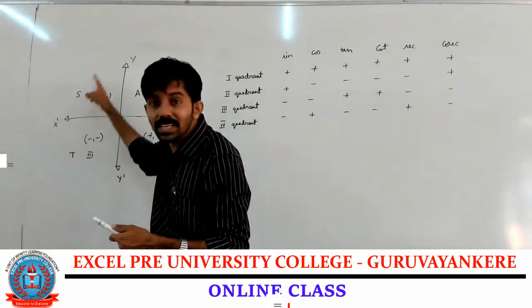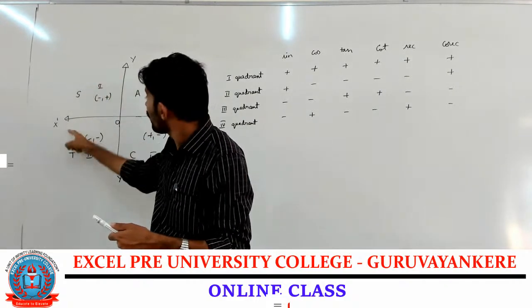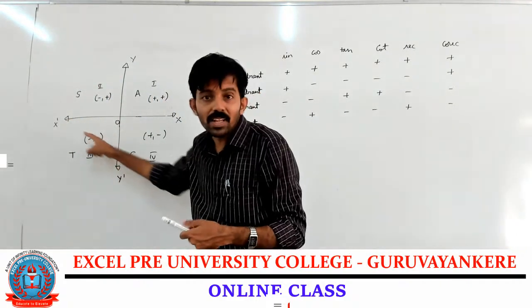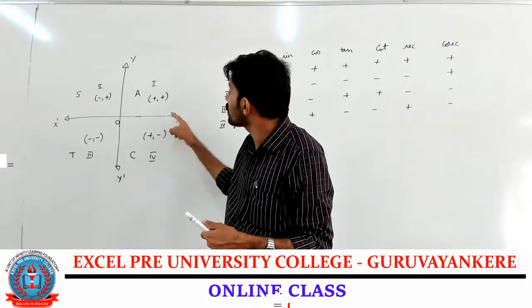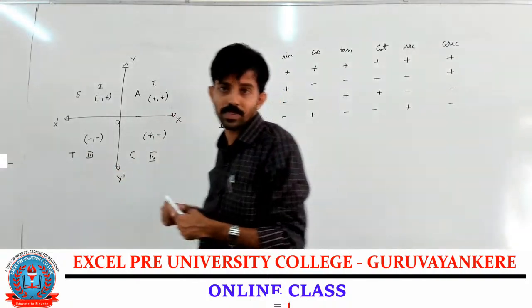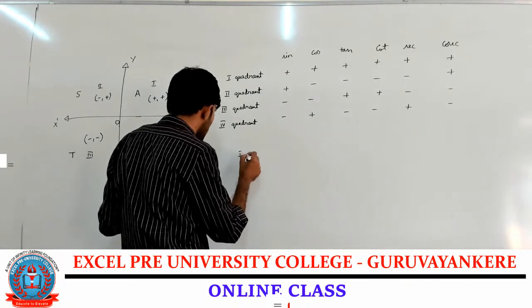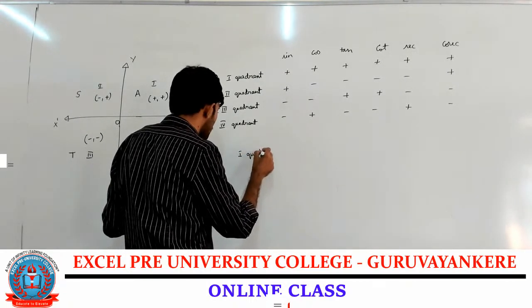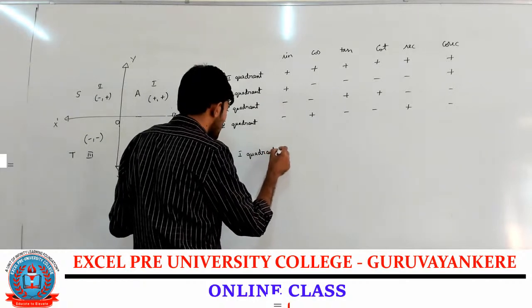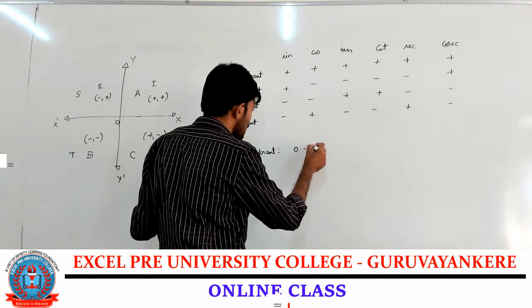90 to 180 is the second quadrant. 180 to 270 is the third quadrant. 270 to 360 is the fourth quadrant. Okay? In the first quadrant, the angle varies from 0 to 90. First quadrant means you must know the angle varies from 0 to 90.